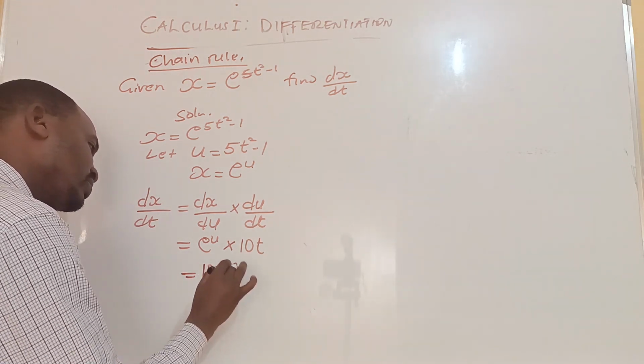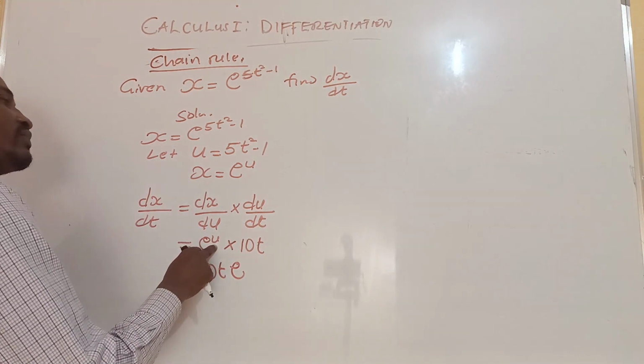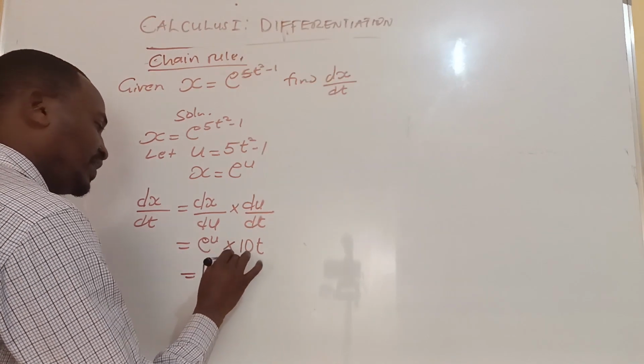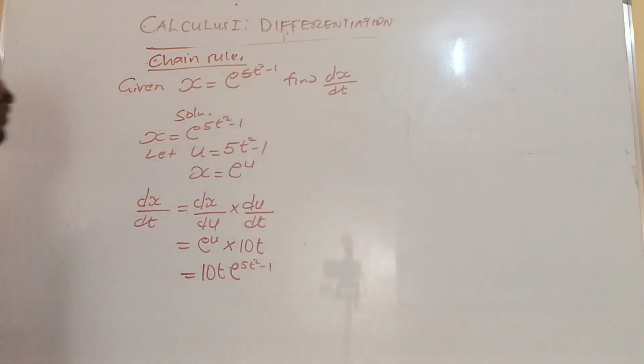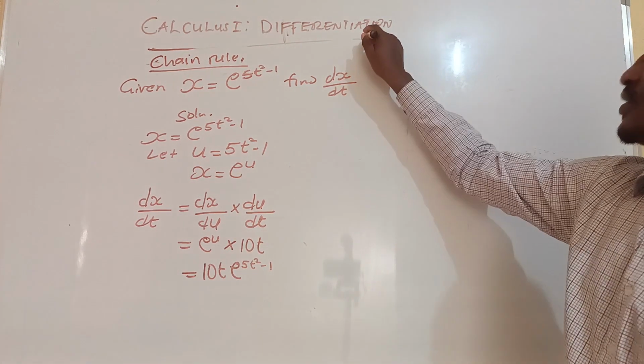It will be 10t exponential u. What is the value of u? Substitute back: 10t exponential 5t squared minus 1. We can try another one.